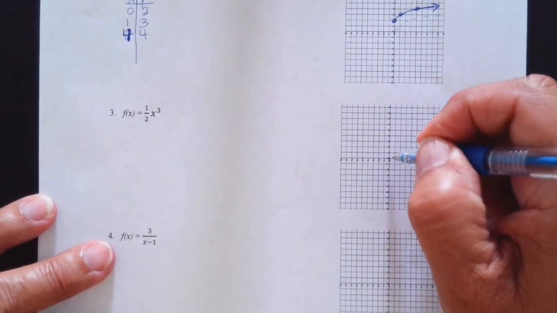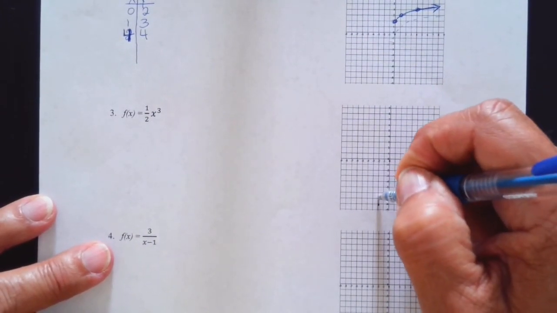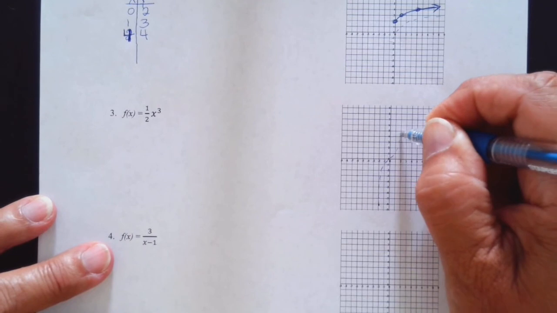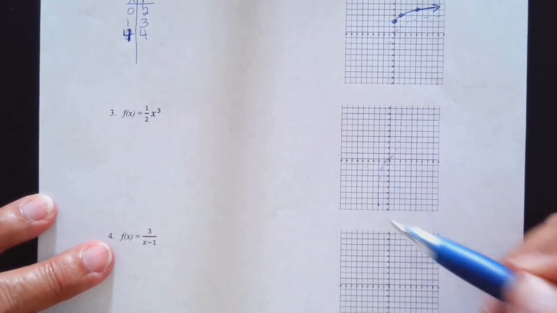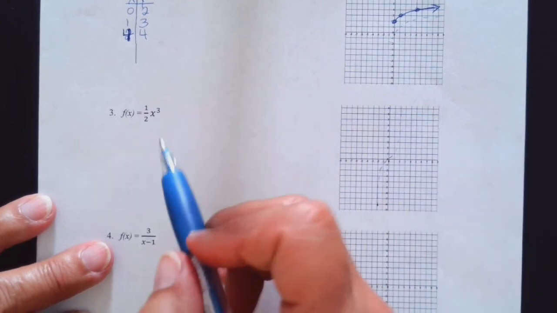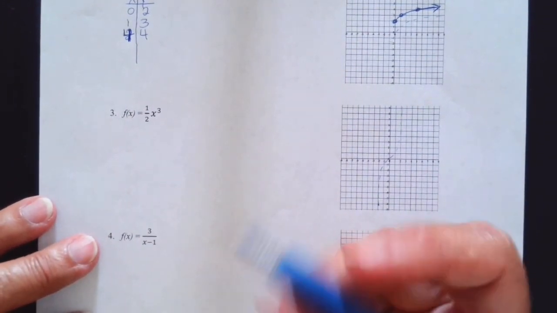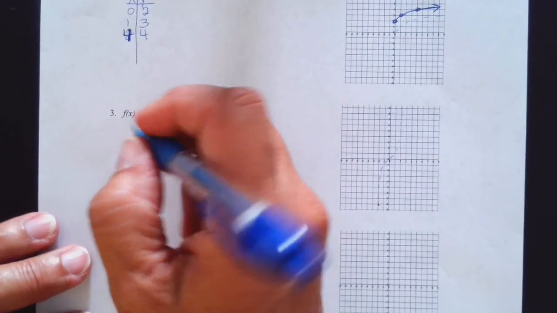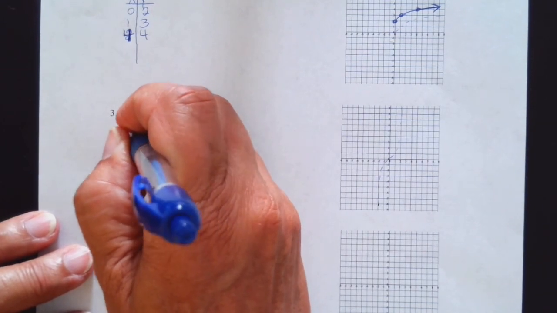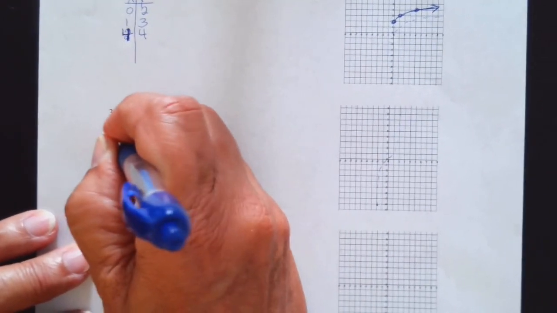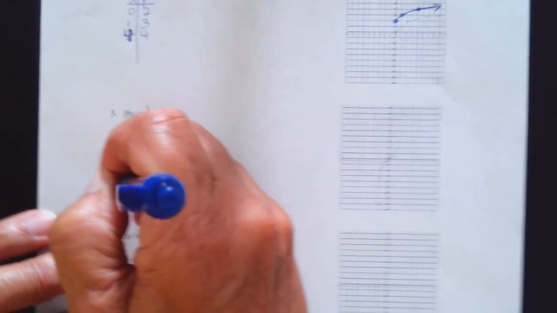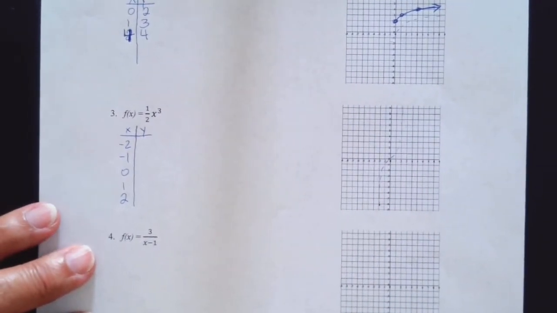Okay? All right. So number 3 is a cube problem. So remember the parent function for cube kind of looks like this. Just goes through the origin and has that curve to it. And we're going to take 1/2 of x cubed. So we need to pick, doesn't really matter. Let's do a couple positive and a couple negative. So let's do -2, -1, 0, 1, 2 again. See what happens with that.